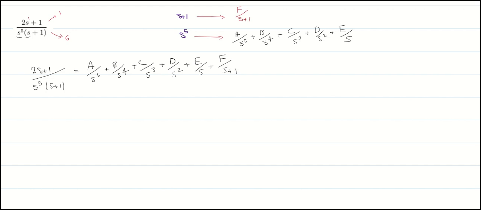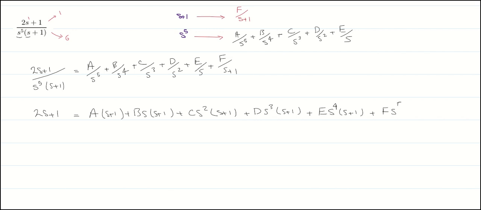Now, in order to find the unknowns, first we have to get rid of the denominators. We're going to multiply both sides by the common denominator, which is s to the power of 5 times s plus 1. If you do so, the left-hand side would be equal to 2s plus 1. The right-hand side would be equal to a times s plus 1 plus b times s plus 1 plus c times s squared times s plus 1 plus d times s cubed times s plus 1 plus e times s to the power of 4 times s plus 1 plus f times s to the power of 5.